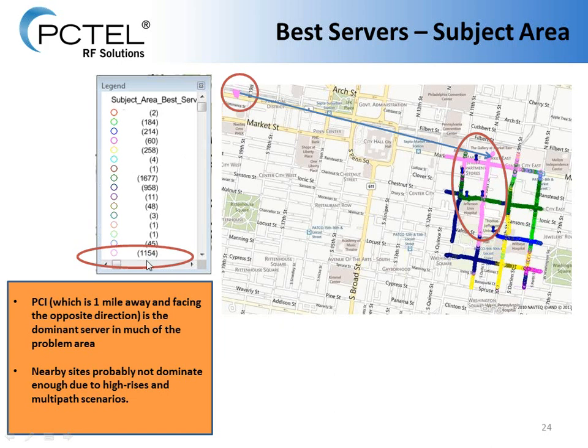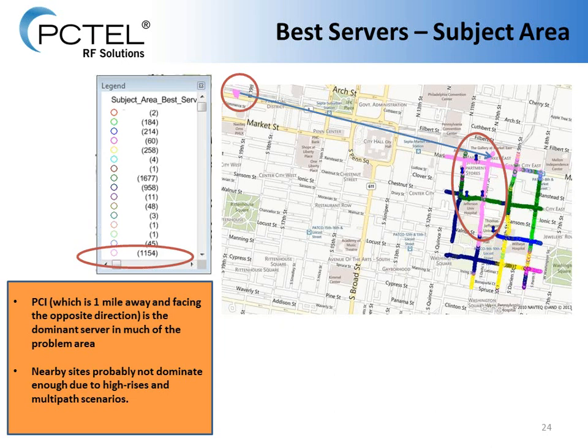So what's happening here is you're getting some reflection that's coming off of this antenna back into that area, and it's becoming a best server for that area, which is probably an unwanted best server for that area. So nearby sites are probably not dominant enough to be able to overcome the power of this one sector that's actually getting into this area.